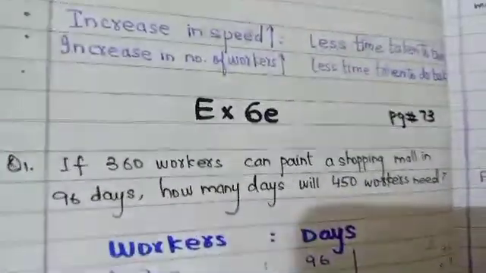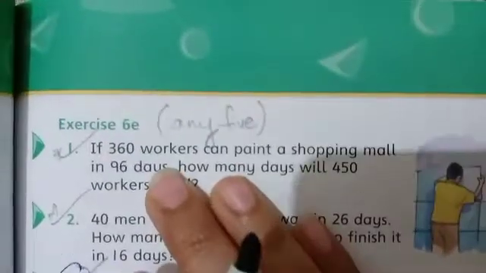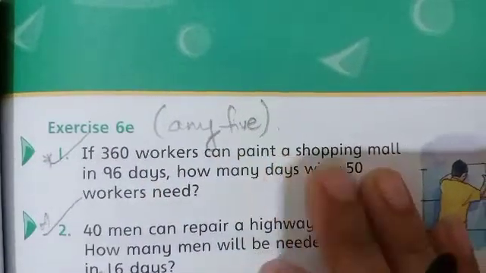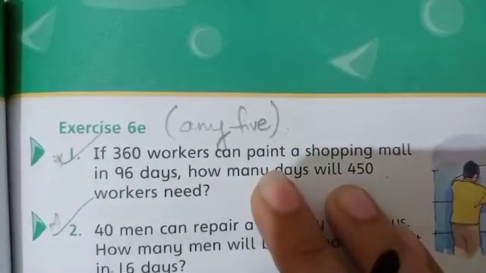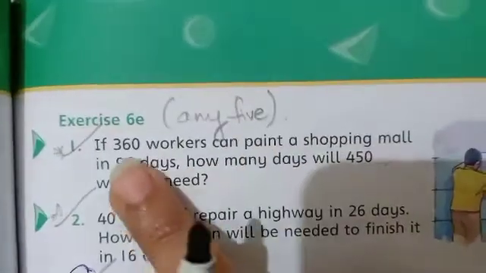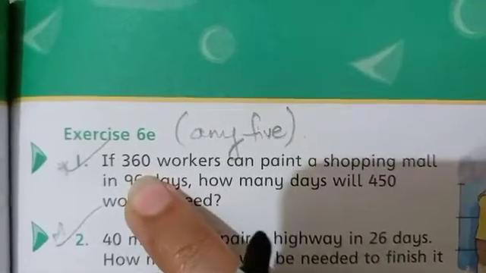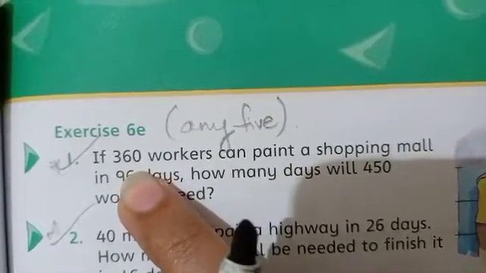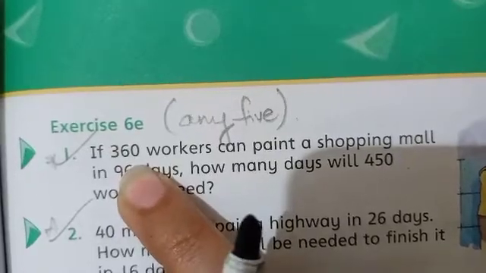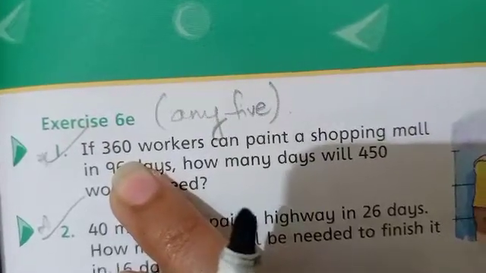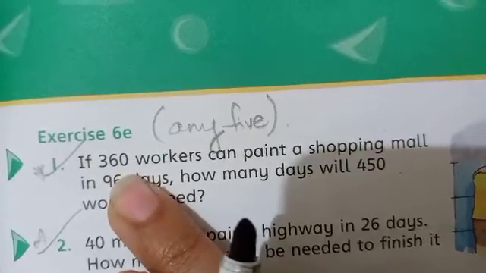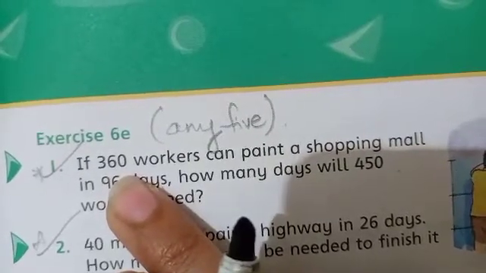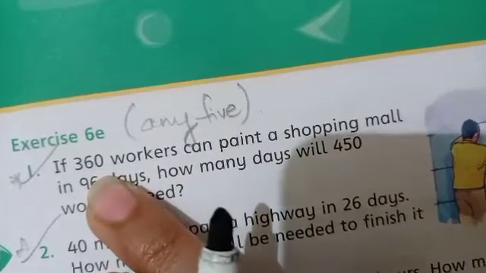Now I am doing the exercise. Let's look at the first question. If 360 workers can paint a shopping mall in 96 days, how many days will 450 workers need? First look at the question carefully. One more thing: we are looking at inverse proportion separately, but in exams I will not give you the question separately. So you should know when it is inverse proportion and when it is direct proportion. Make your concepts clear and try to understand the question well.